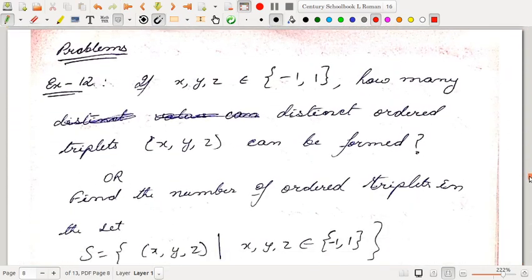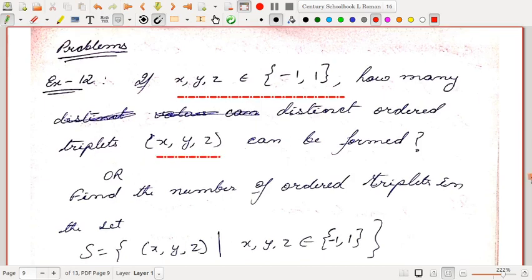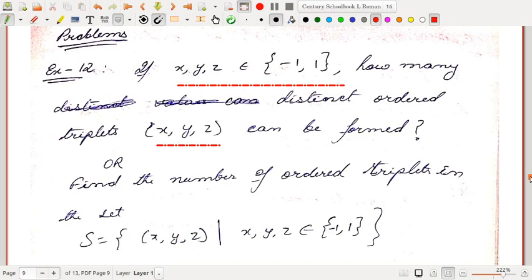So let us see some problems. This is one problem which I had taken up in the last class also. If you see the last video, it's exercise number 11. If x, y, z belong to {-1, 1}, that means x, y and z can each be either -1 or 1. How many distinct ordered triplets x, y, z can be formed? In the last video, we had just done this by listing the elements, but today we will do it by the multiplication rule. We don't need to list the elements. We can just find the number of such ordered triplets by the multiplication rule.